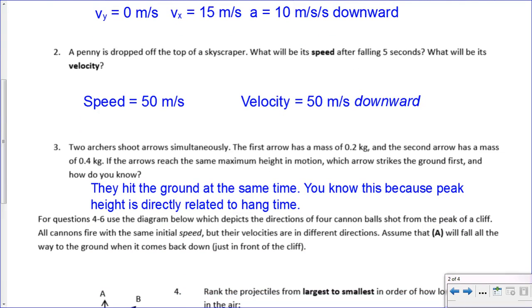Question number 2 says a penny is dropped off the top of a skyscraper. What will the speed be after falling for 5 seconds? All right, what will be its velocity?